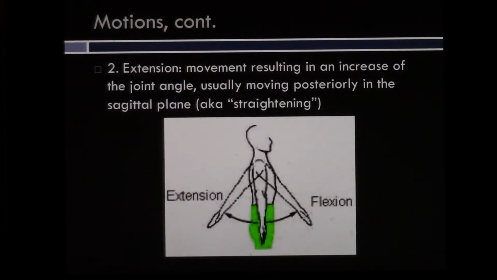So since we just covered flexion, hopefully we can do extension a little faster, because it's basically just the opposite of flexion. So extension is movement resulting in an increase of the joint angle, usually moving posteriorly in the sagittal plane. So the picture we had before of the gal just lifting her arm up to the front for flexion, that was shoulder flexion.